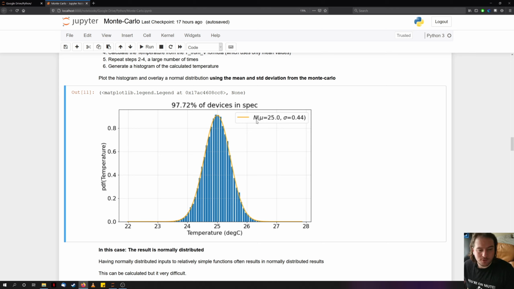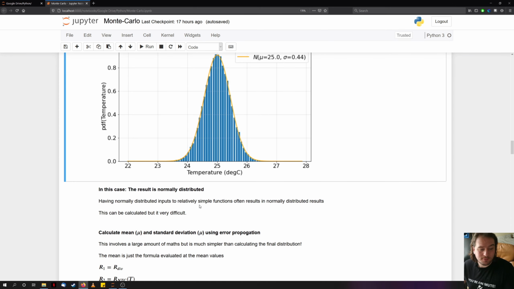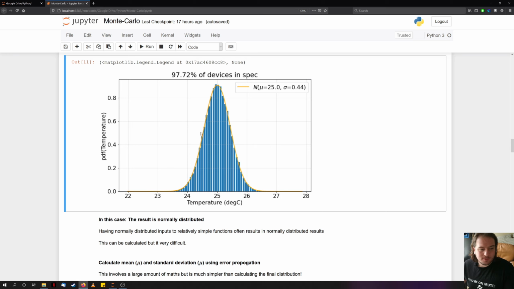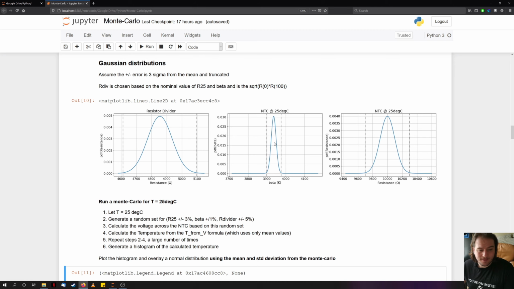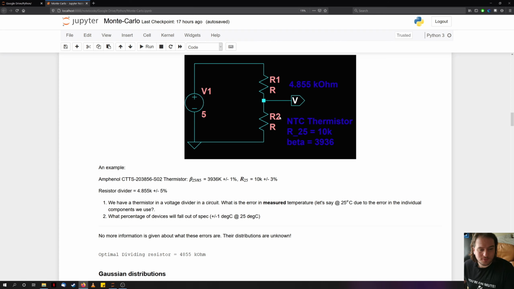And likewise, if we use the normal distribution with these values that we got from the measured Monte Carlo data, we could also get the same value of 97.72% by using the CDF, the cumulative distribution function of the normal distribution, with these 2 values of 24 and 26. So in this case, they are normally distributed. Having normally distributed inputs of relatively simple functions often results in normally distributed results. But in general, calculating this resulting curve can actually be very difficult. So these 3 normal distributions here all go into a formula that describe the ratio of the resistances.